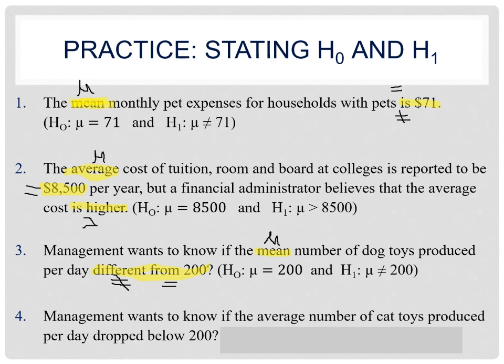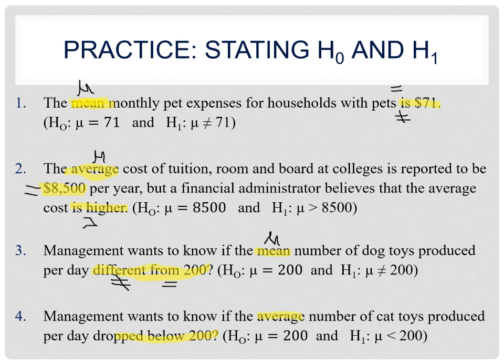All right, finally, management wants to know if the average number of cat toys produced has dropped below 200. So again, our assumption is that the average, mu, is equal to 200 currently. But they want to know if it's dropped. So we are going to be testing if it's lower than 200. So this is the assumption, equal, and we're checking to see if it's lower. Okay, that's the idea behind developing a hypothesis.